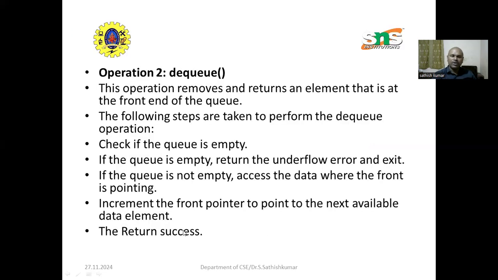Next one is DQ. This operation removes and returns an element that is at the front end of the queue. The following steps are taken to perform the DQ operation. Check if the queue is empty. If the queue is empty, return an underflow error and exit. If the queue is not empty, access the data where the front is pointing. Increment the front pointer to point to the next available data element, and return success.